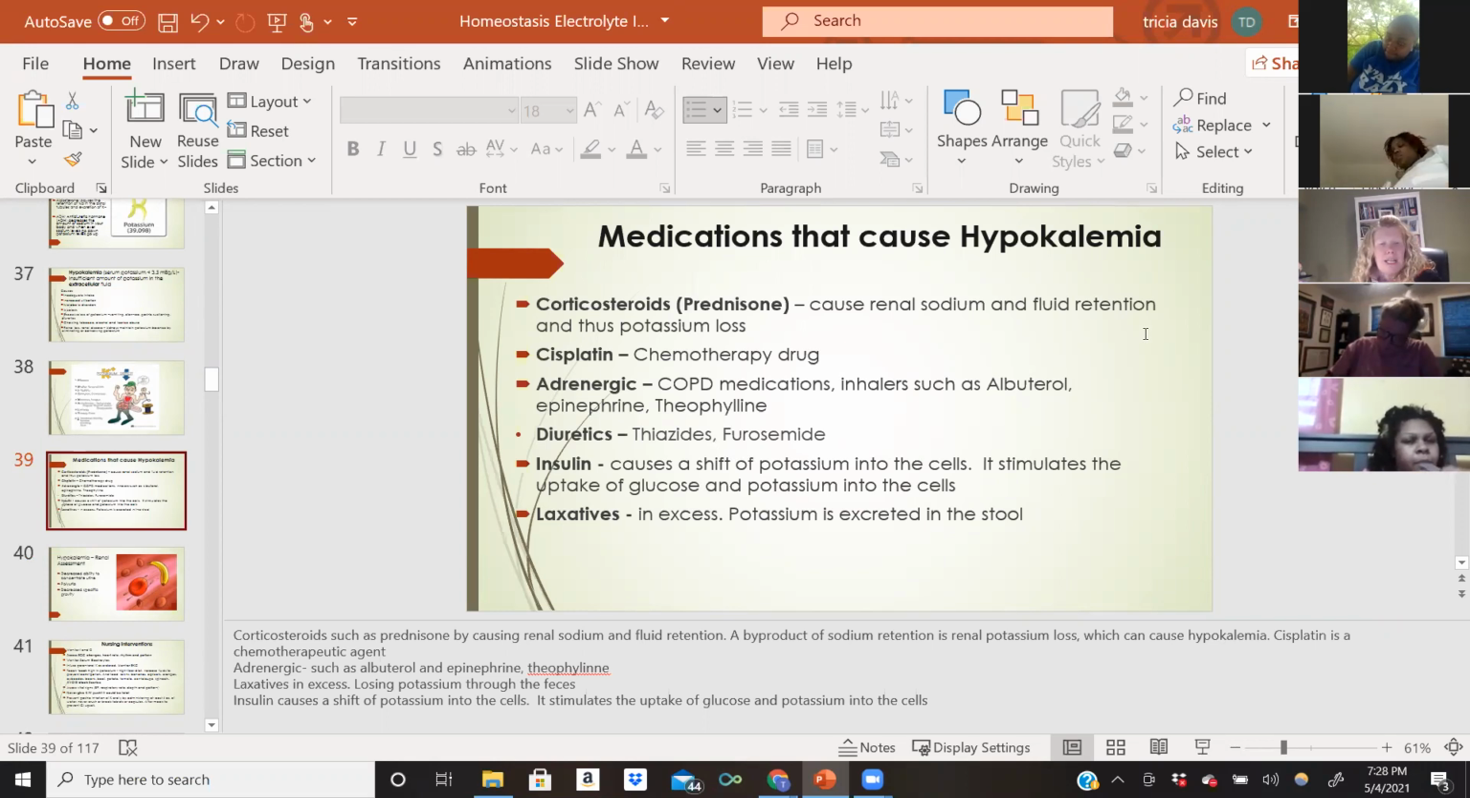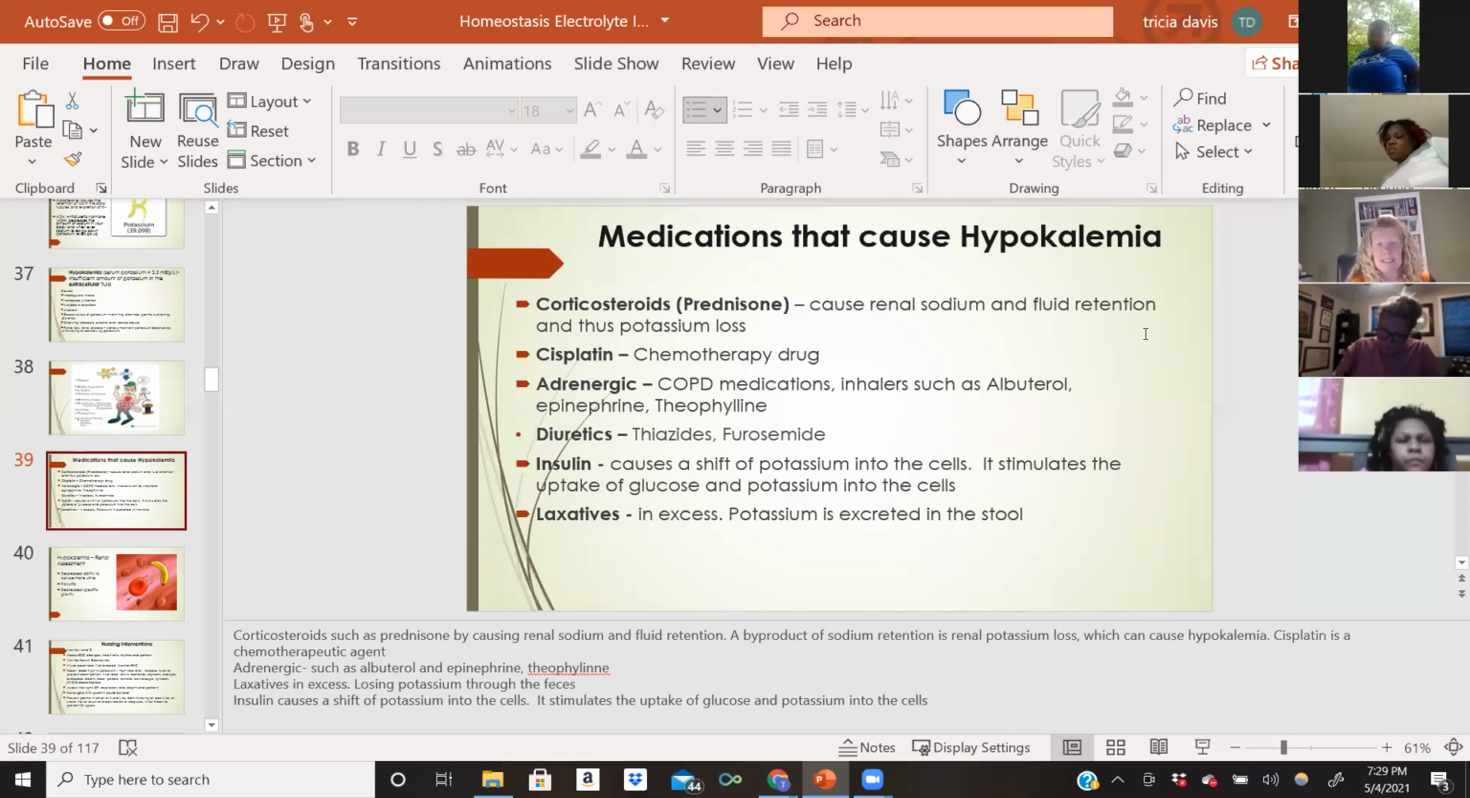And adrenergic medications such as albuterol or epinephrine and theophylline. These are medications that we give to our COPD patients. They have a side effect of hypokalemia. Diuretics, so the thiazides and the furosemides. When our patients have too much fluid, we give them this pill to help them pee and get out that fluid. Well, it also takes all the electrolytes with it. These are not potassium sparing, so then the patients present with low potassium.